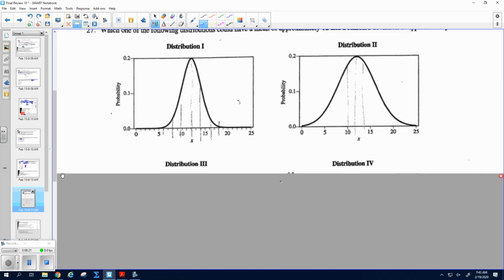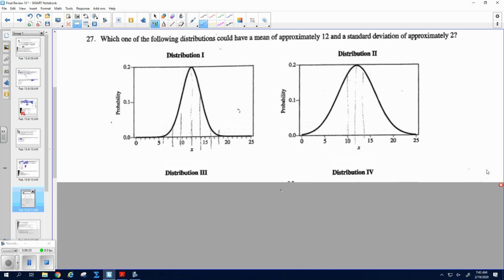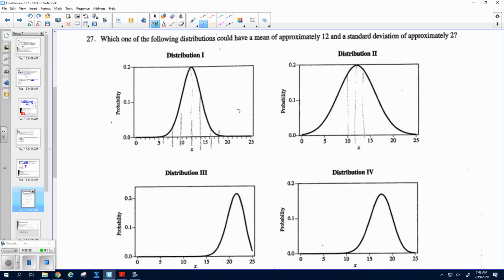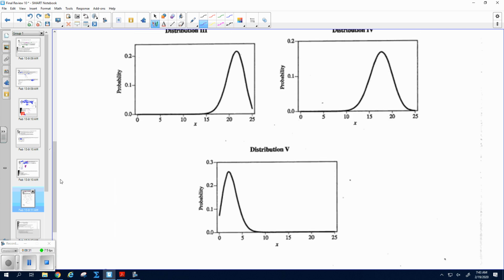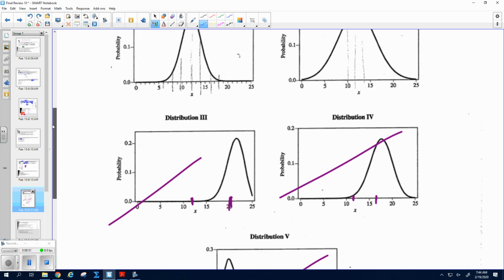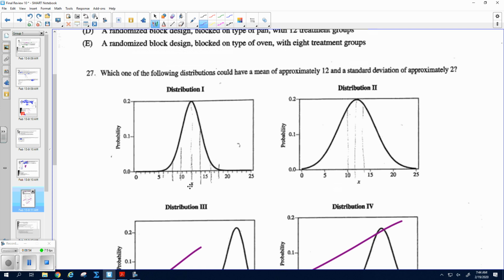All right, 27. They're looking for a mean of 12 and a standard deviation of 2. So all of these that are skewed, the mean is like way off. Like here's 12. The mean would be somewhere over here. It is pulled left, but not that far left, okay? Same here, 12. The mean's got to be maybe right here. It's pulled left, but not that far. This one's pulled right, but not that far. So all of these are bad because of where the mean is. Both of these look good for a center of 12.